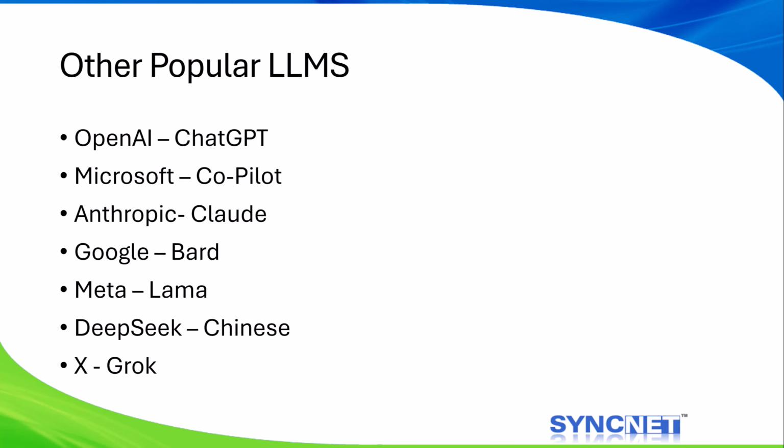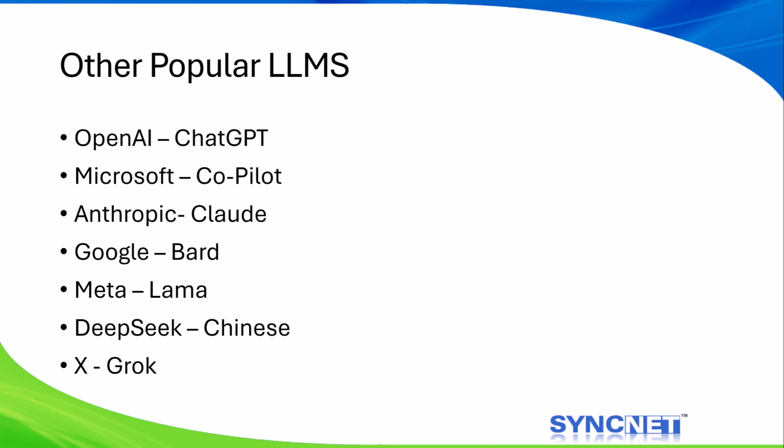Here are some examples of other popular LLMs that exist today. ChatGPT, that comes from OpenAI. There's Copilot, developed by Microsoft, which also runs using the back end of OpenAI. But if you were to ask Copilot if it runs on OpenAI, it will tell you that it does not, and that it has its own training. Anthropic produced Claude, Google produced Bard, Meta produced Llama, and then we have DeepSeek coming from the Chinese, and then X has produced Grok.